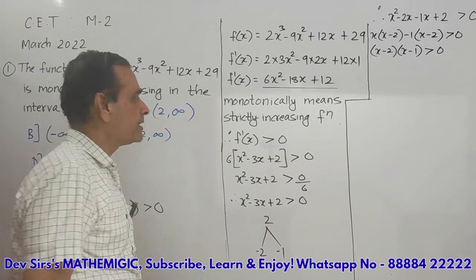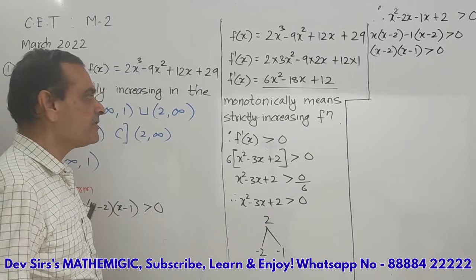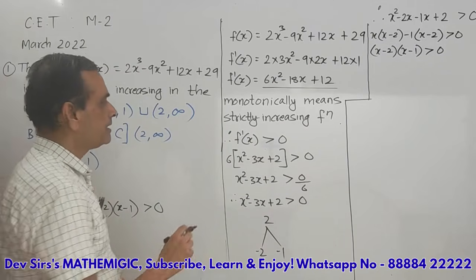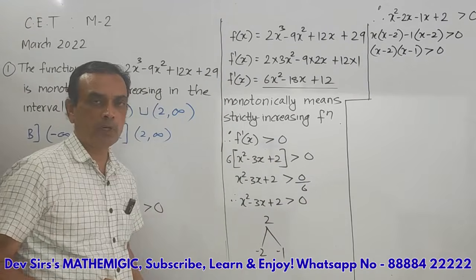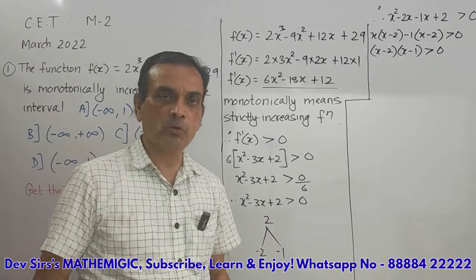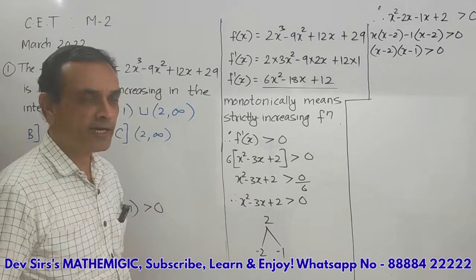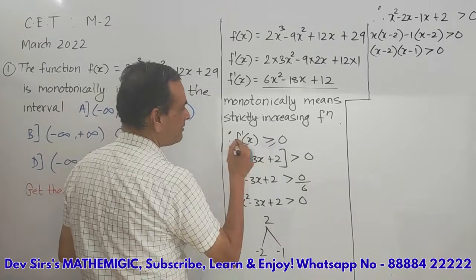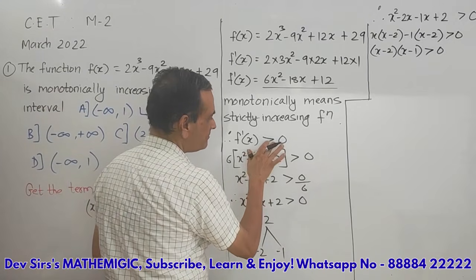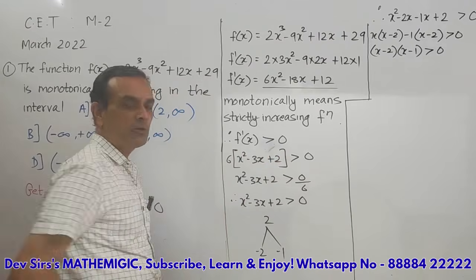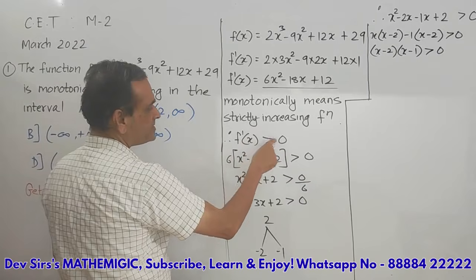Now again I have said over here, monotonically means strictly increasing function, which means f dash x greater than 0. Yesterday I took a problem in which it was only increasing function. The word strictly was not there. At that time, greater than or equal to 0 comes. But monotonically and strictly increasing means the equal to sign is not there. Okay? Right. So f dash x greater than 0.